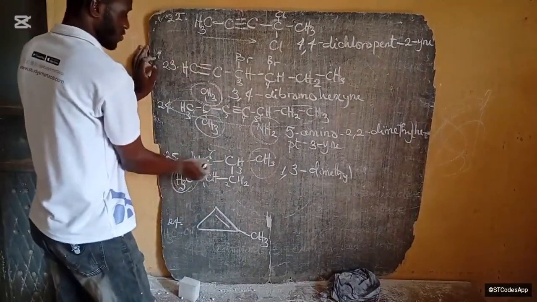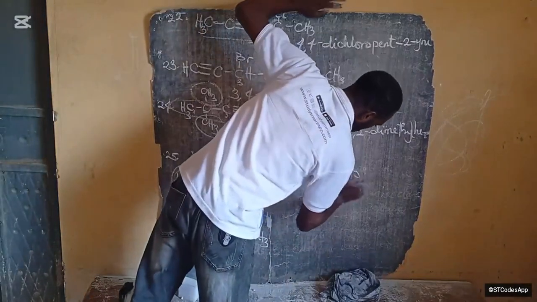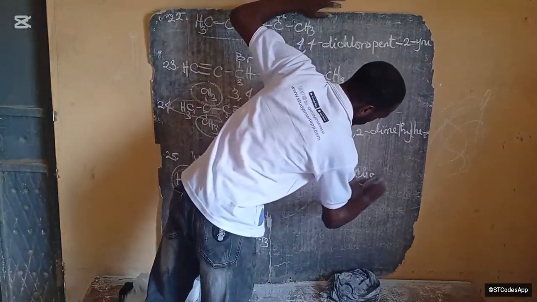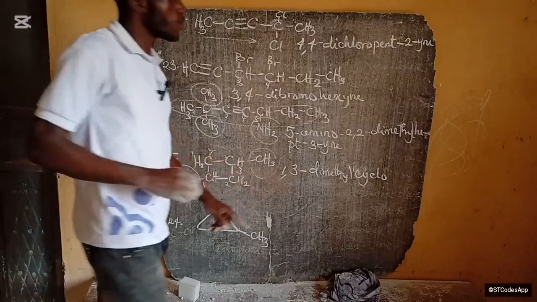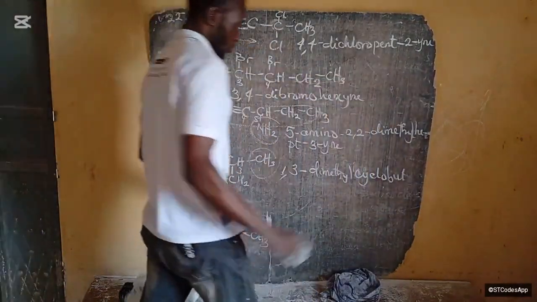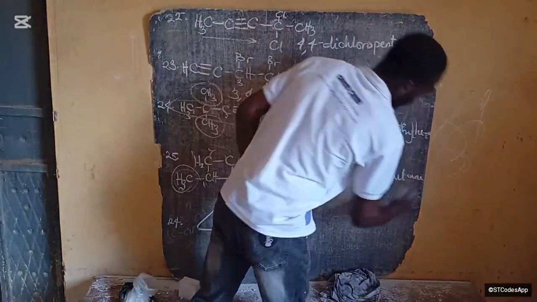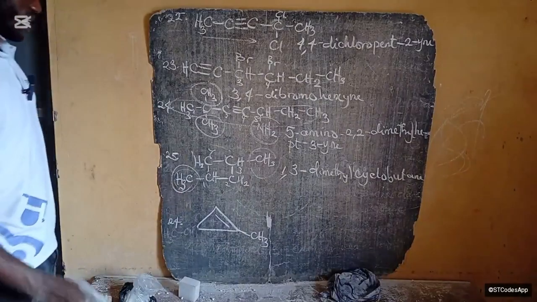How many carbons have we here? 1, 2, 3, 4. A 4 carbon ring. A 4 carbon ring. That is what? Cyclo. Do you understand now? Because it's a ring. That's what? Cyclo. Cyclobutane. Single bonds all through. So cyclobutane.